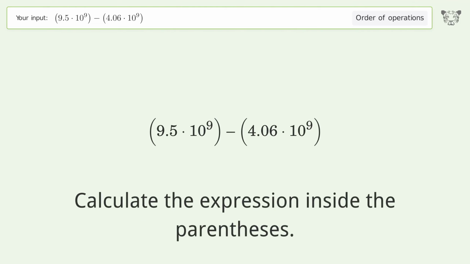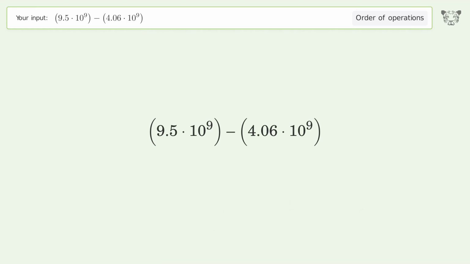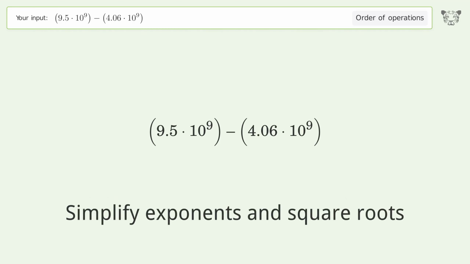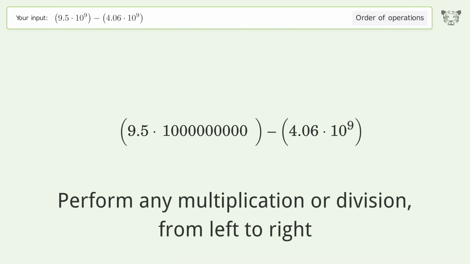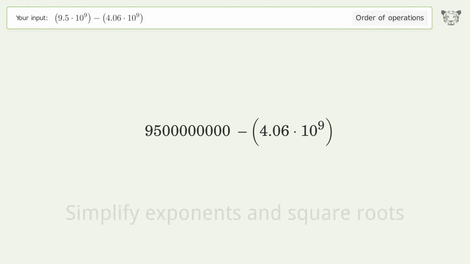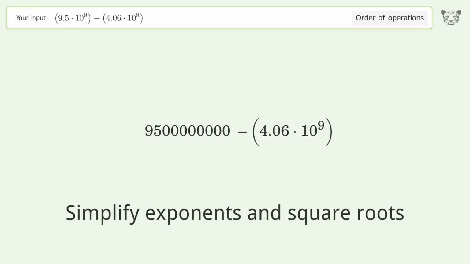Calculate the expression inside the parentheses. Simplify exponents and square roots. 10 to the power of 9 equals 1,000,000,000. Perform any multiplication or division, from left to right. 9.5 times 1,000,000,000 equals 9,500,000,000.